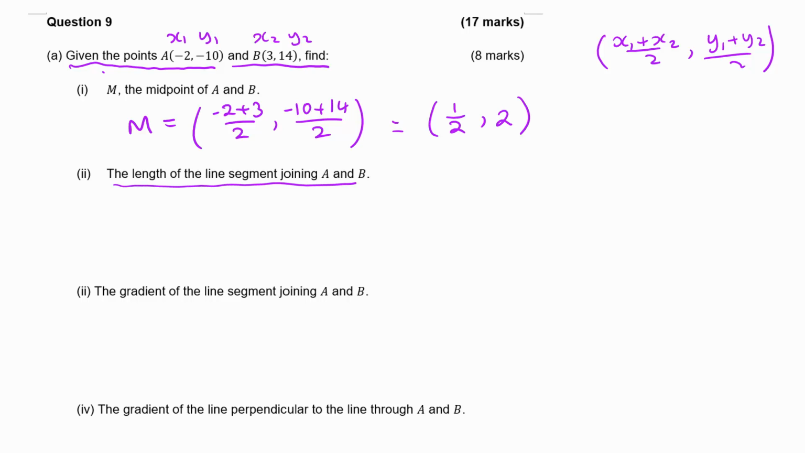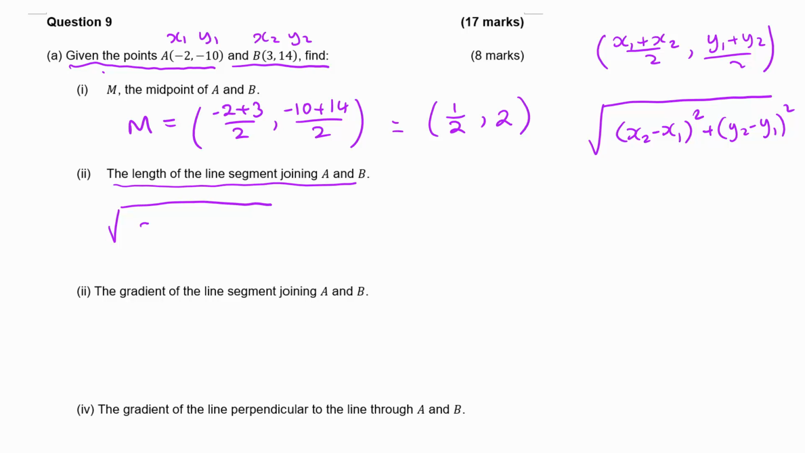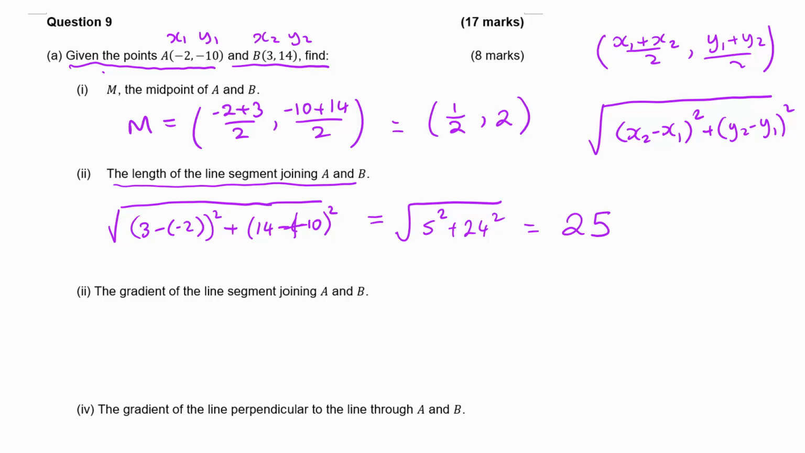Now we want the length of the line segment joining A and B, so that's going to be a square root, and you can do that as (x2 minus x1) squared. Doesn't really matter, it can be x1 minus x2 squared, plus (y2 take y1) squared. So that is going to be the square root of (3 take away -2) squared plus, and y2 is 14, so it'll be (14 take away -2) squared. Correction there, the y1 is -10. Which is equal to the square root of 5 squared, and remember that will become a plus 24 squared, and you can calculate that, and it turns out to be 25.